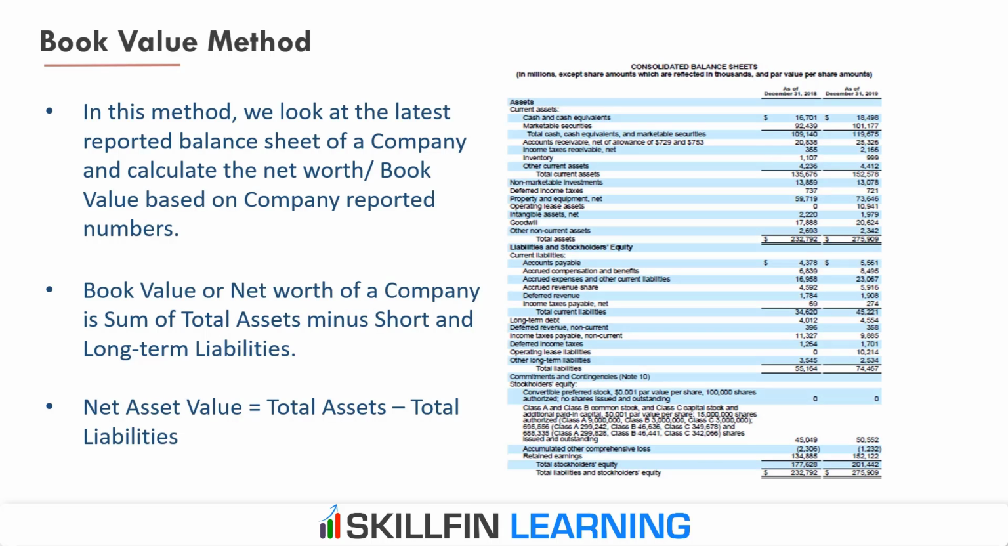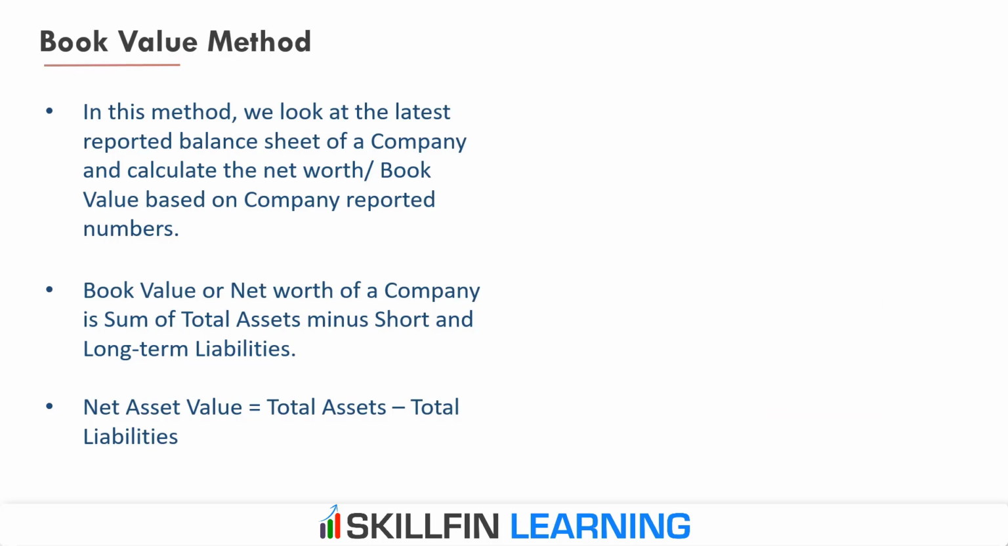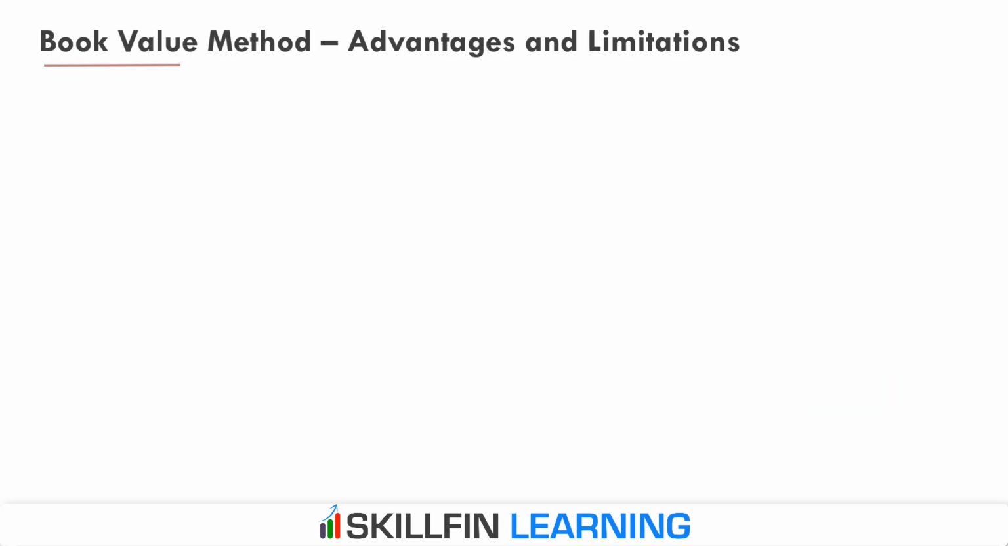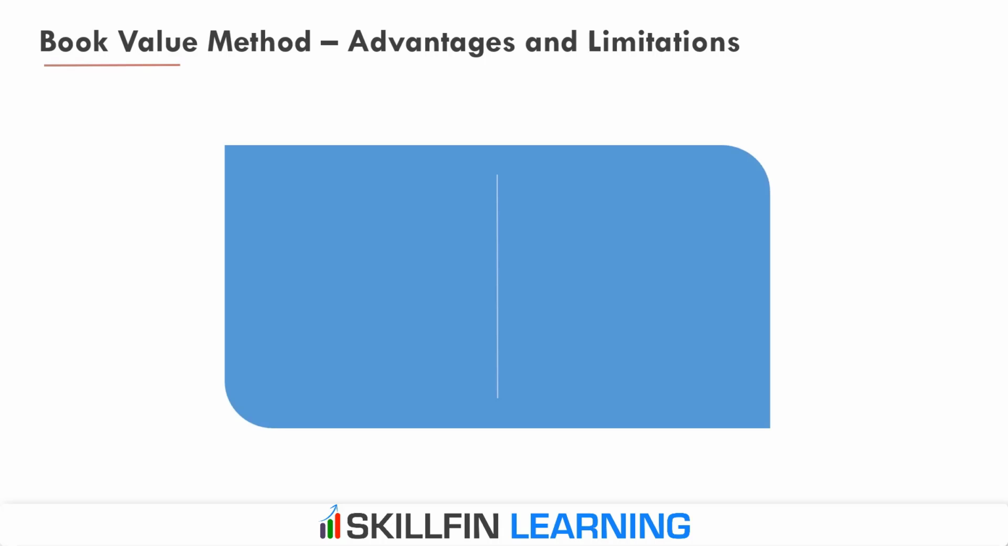This is a reported balance sheet of a company. To calculate the book value of this company, we will take the total reported assets and then deduct the total reported liabilities to get the book value or net worth of this company. Book value method has some advantages and limitations. Let's first look at the advantages.